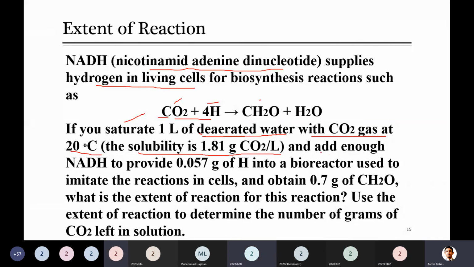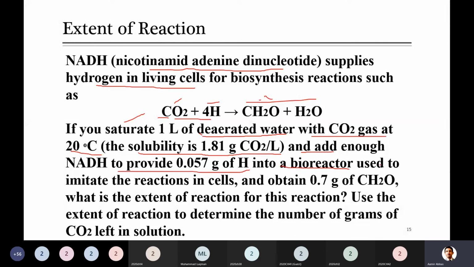Yes, sir. And add enough NADH to provide 0.057 gram of H. We are not concerned about anything else. In the NADH, we are concerned about only hydrogen. So it means in the water, you added 1.81 gram of CO2 and 0.057 gram of hydrogen in the bioreactor. And when you add this CO2 and hydrogen, they will react as per the equation.